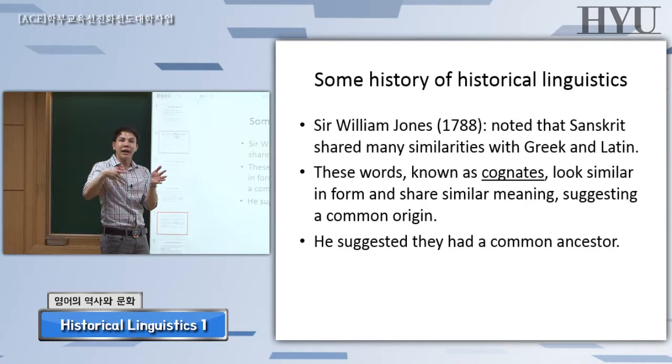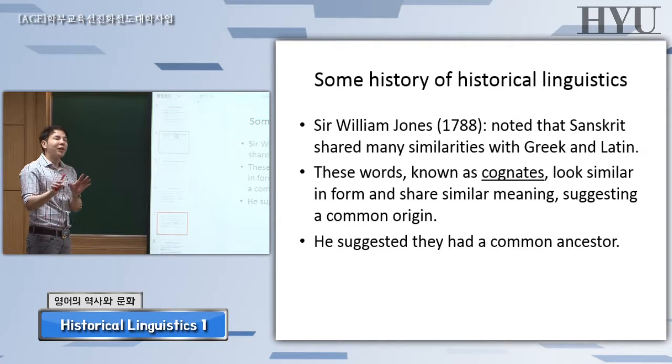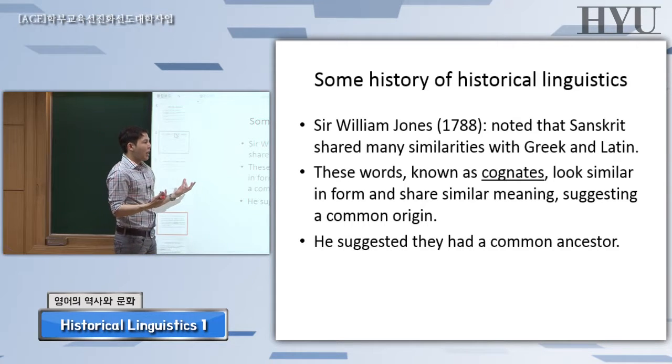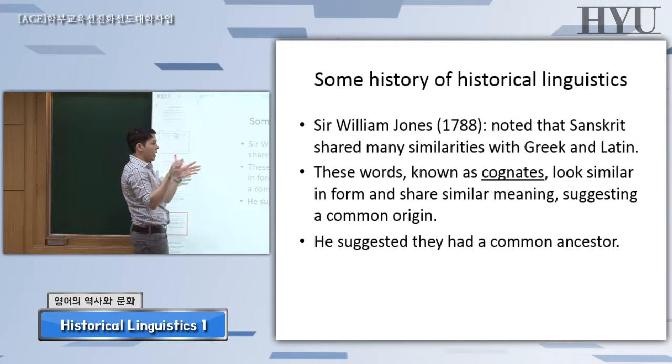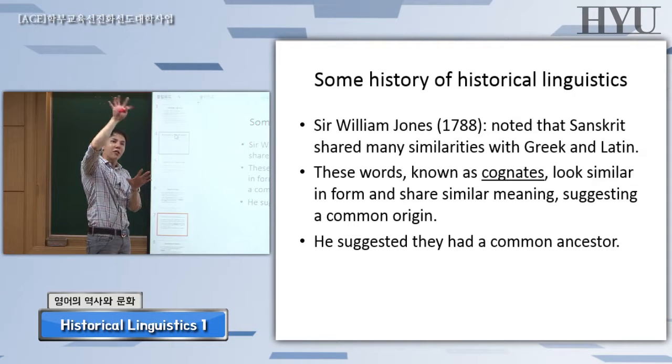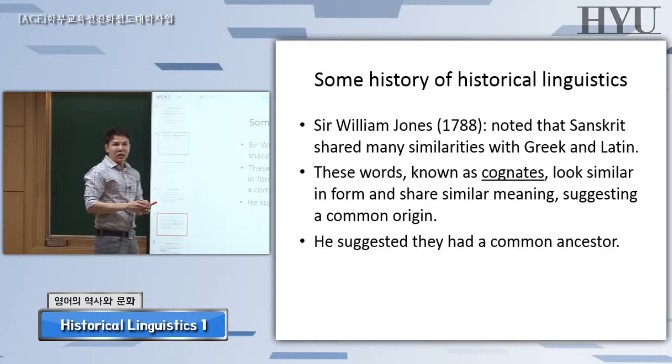Because in linguistics, we compare and analyze data, right? So he first noticed that Sanskrit, a very old language, shares many similarities with Greek and Latin. And these words, he called them cognates, words that look similar in form and share similar meaning. Sir William Jones thought that cognates point to the fact that Latin, Greek, and Sanskrit share the same origin, the common mother language, the ancestor language. So he suggested that they had a common ancestor.